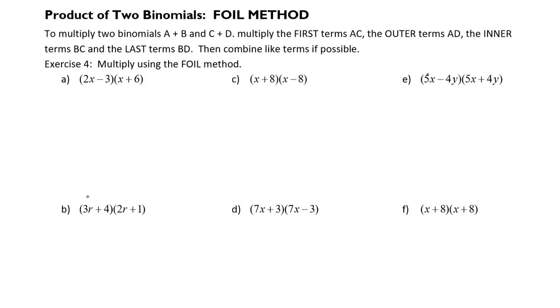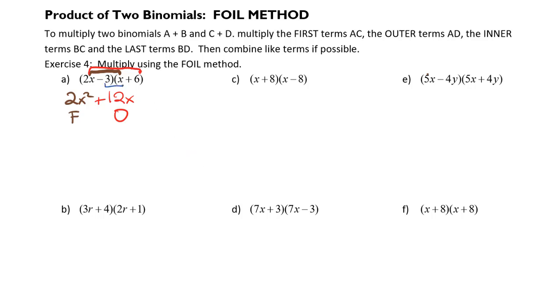Let's say we have two binomials, 2x minus 3 multiplied by x plus 6. First, we're going to multiply the first two together. This will be 2x times x, which will be 2x squared. This is my first multiplication. Then take the 2x and multiply it by the 6 in the second term. This is plus 12x. This is the outer multiplication.